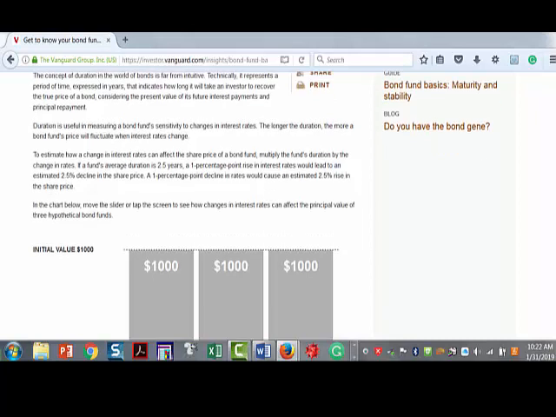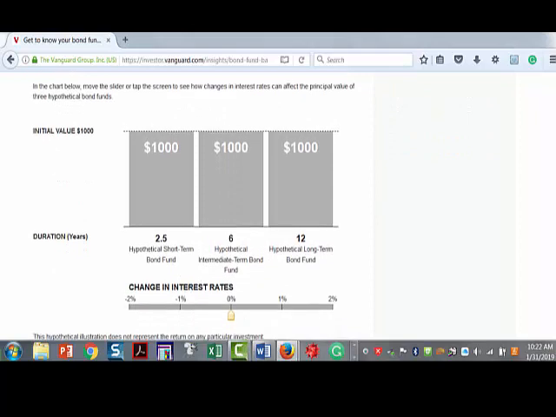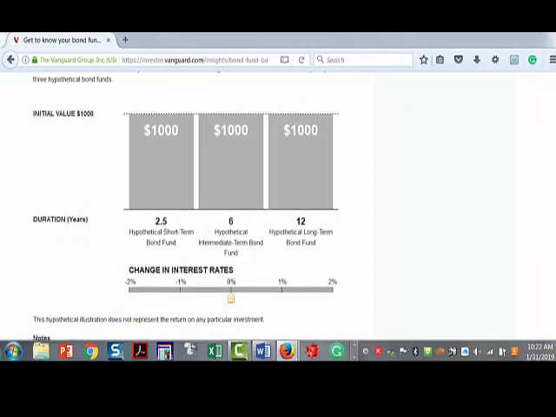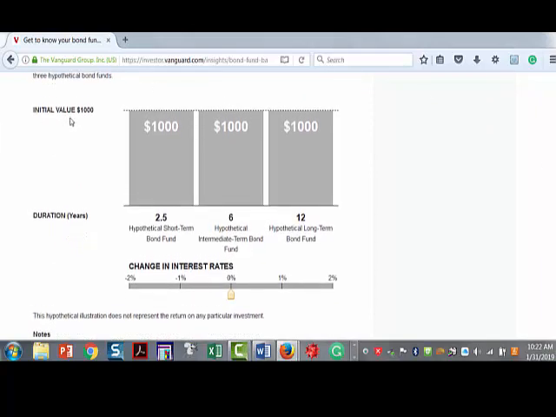And it shows you kind of a neat little mechanism here that shows you, look, if you start out with an initial value, a bond fund now, these are hypothetical bond funds: a short-term hypothetical bond fund, an intermediate, maybe 5 years or so is the average maturity, and a long-term hypothetical bond fund. Now, the duration of a bond fund, and a bond fund could have 1,000 or more bonds in it, is just a weighted average of the durations of the individual bonds in the bond fund.